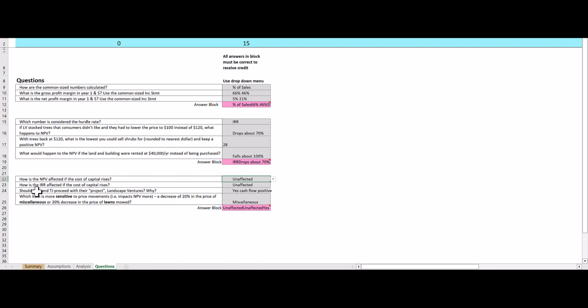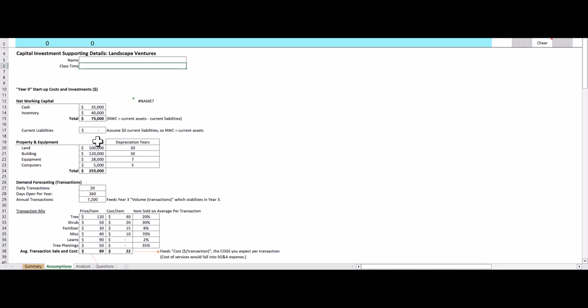One of the questions refers to if you should rent a building or buy a building. Right now, the assumption is we're buying the building and the land right here. So the question is, if we didn't purchase it, and instead we rented it, how would you change the numbers on this page if we didn't buy those? And then we rented it.